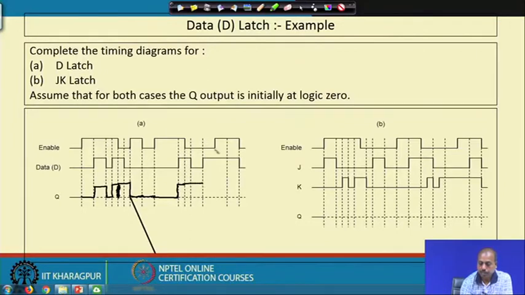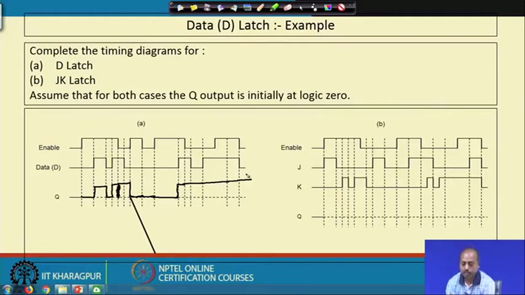Next change can occur only at this point. D is already 1, so nothing happens, and then at this point enable is going low and D is also going low. So, it will continue like this. You can draw the timing diagram for the JK latch accordingly.